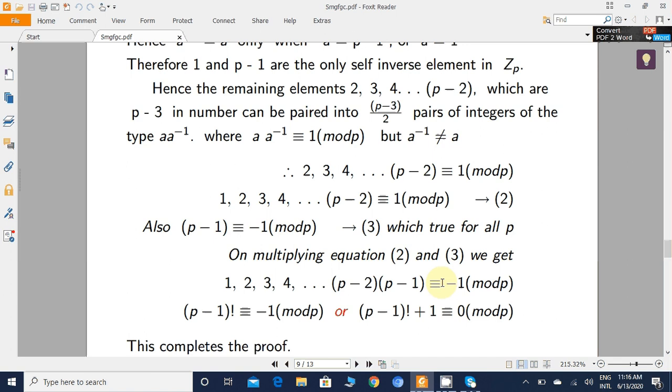Therefore, 1, this repeated instead of 1, 2, 3, etc. p minus 2, p minus 1, we can write p minus 1 factorial. The right hand side part is as it is, minus 1 modulo p. Otherwise, when the minus 1 becomes left hand side, that is plus 1. Therefore, p minus 1 factorial plus 1 is congruent to 0 mod p.